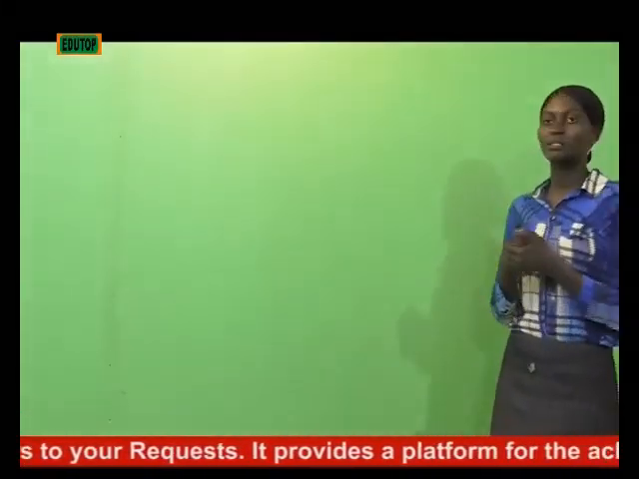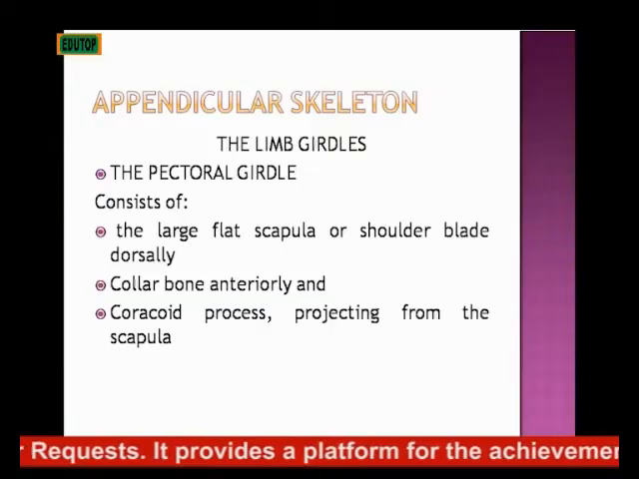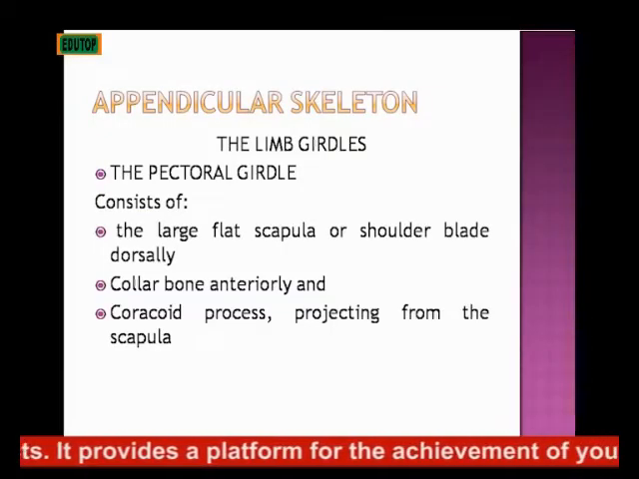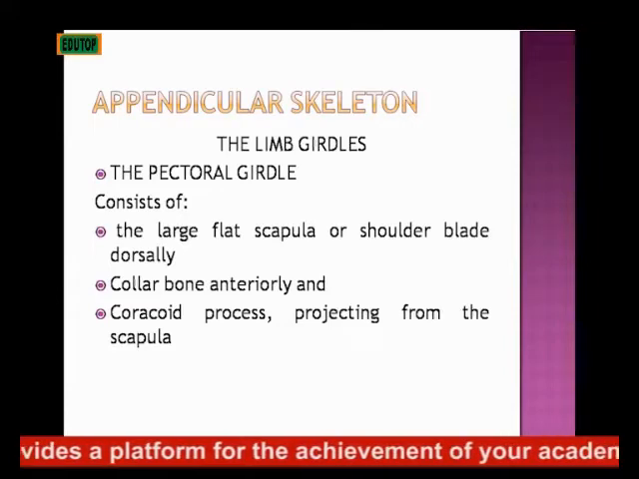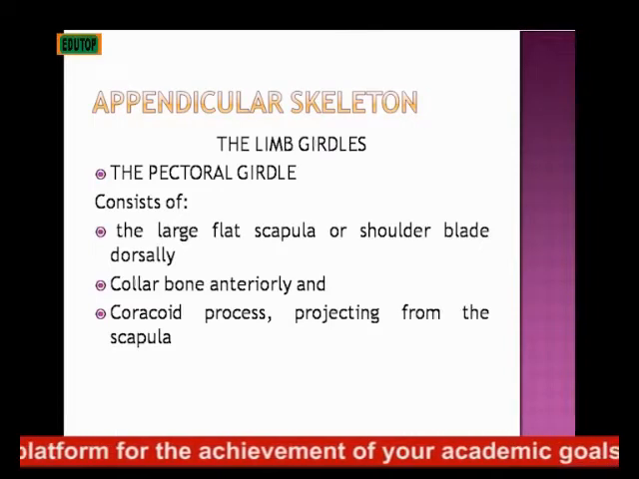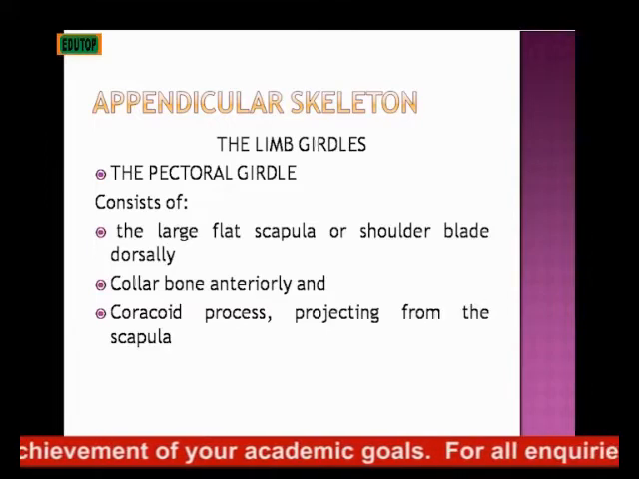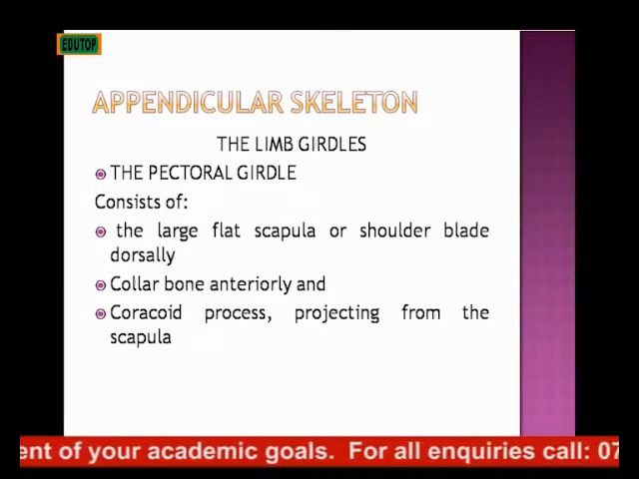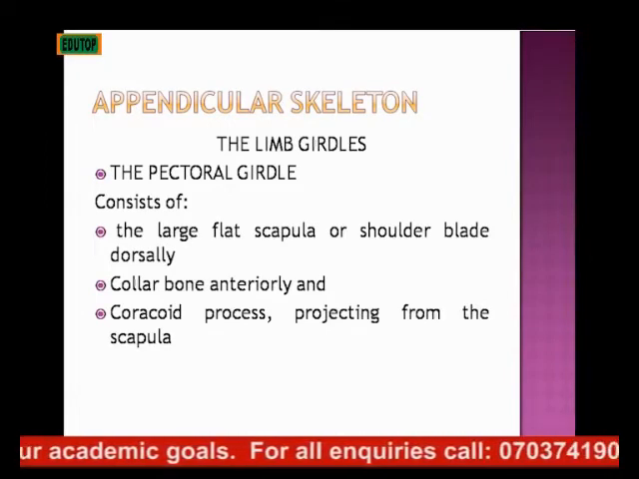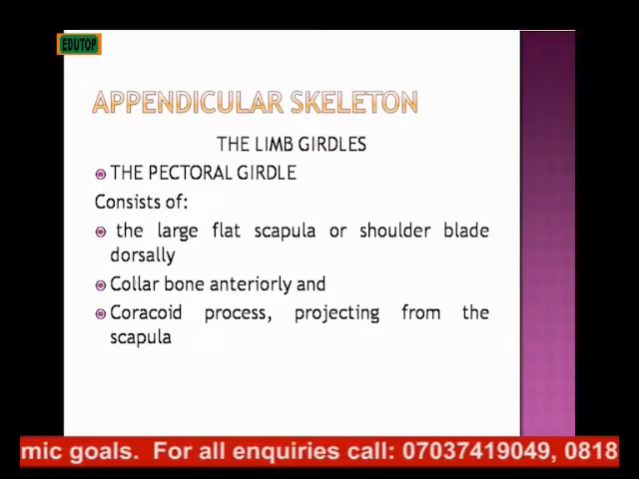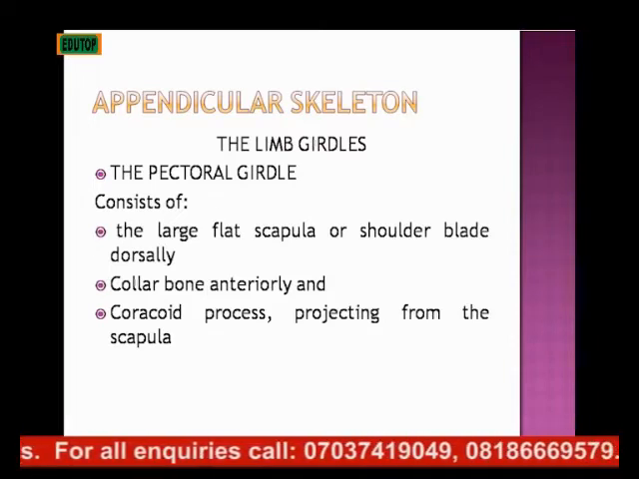So first we talk about the pectoral girdle. The pectoral girdle consists of the large flat scapula, which is also called the shoulder blade. Then it also consists of the collarbone anteriorly, then the coracoid process, which is projecting from the scapula.